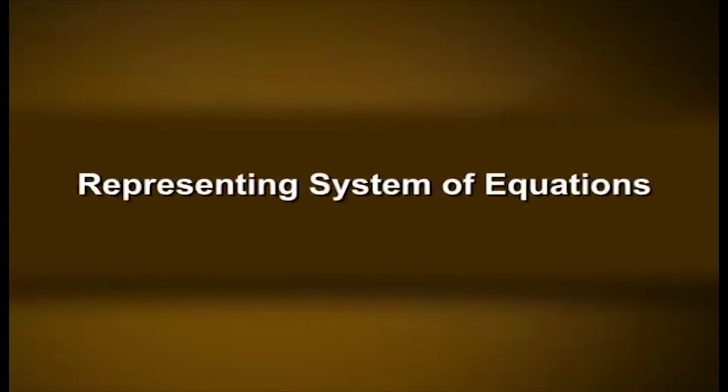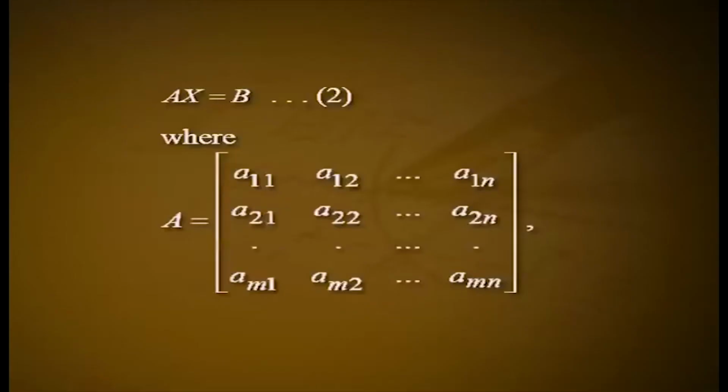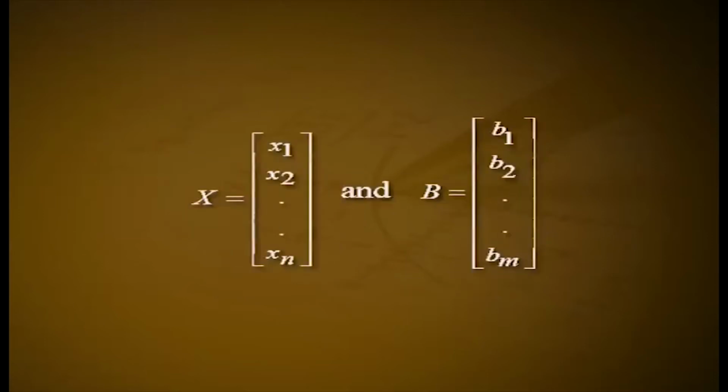Representing system of equations using matrix equation. The system of equations 1 can be expressed as a single matrix equation Ax is equal to b, equation number 2, where A is the matrix with entries a11, a12, etc., a1n, a21, a22, etc., a2n, etc., am1, am2, etc., amn. X is equal to column matrix x1, x2, etc., xn and b is equal to column matrix b1, b2, etc., bm. A column matrix x is a solution to the matrix equation 2 if it satisfies the matrix equation.